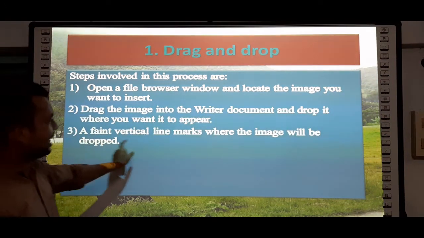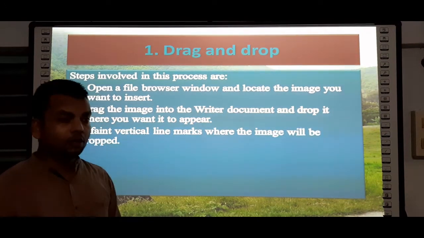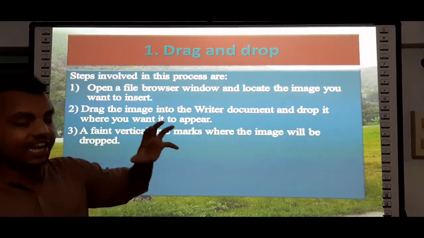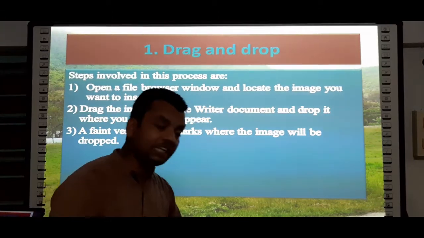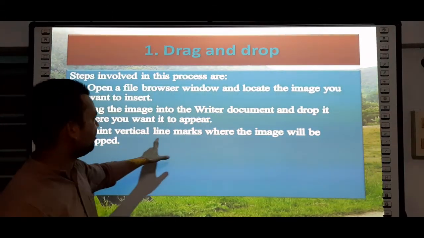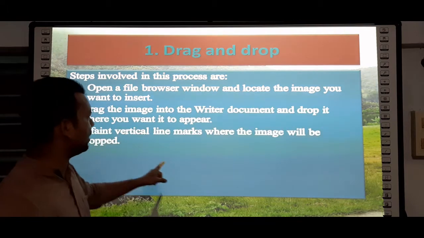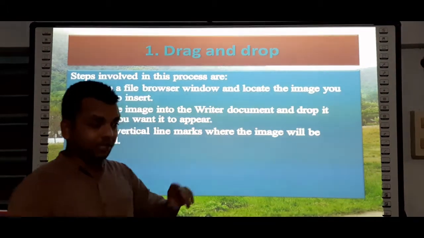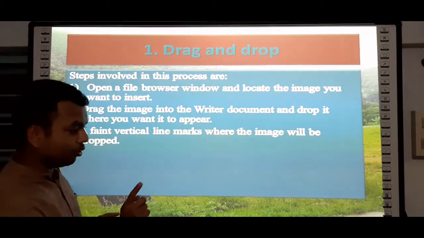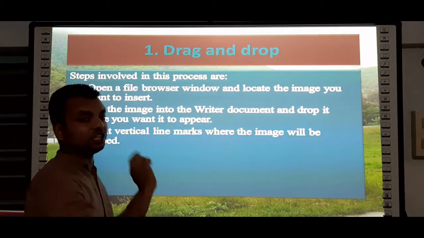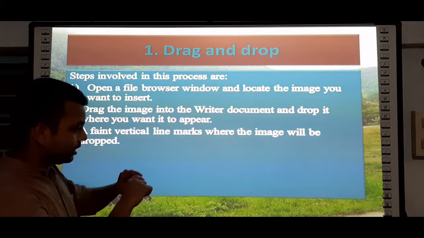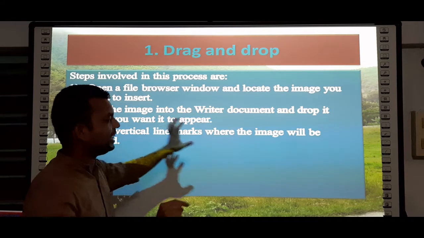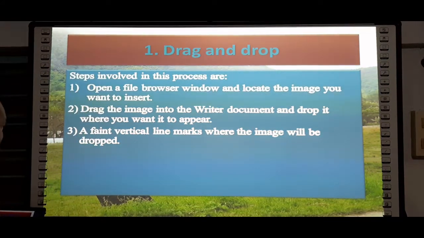A faint vertical line marks where the image will be dropped. As soon as I select the area in which I need to insert that image file, a faint vertical line will appear in that area. It simply indicates the location where I am planning to insert my file. The computer itself will indicate the location where I need to insert that image file. So how?